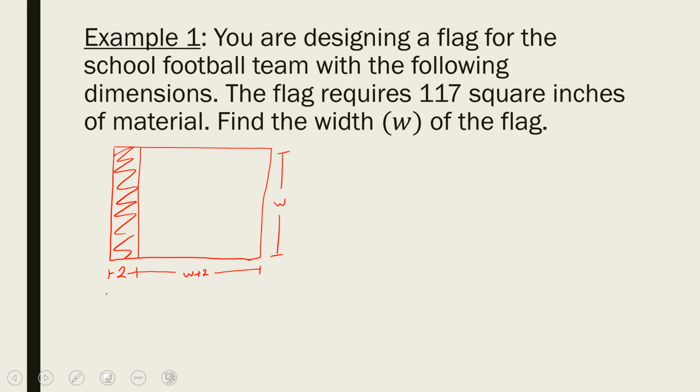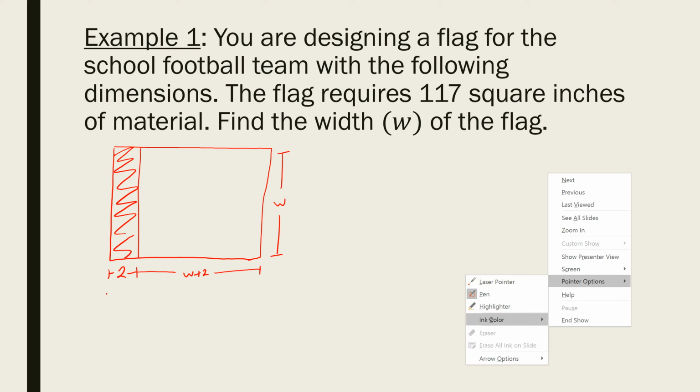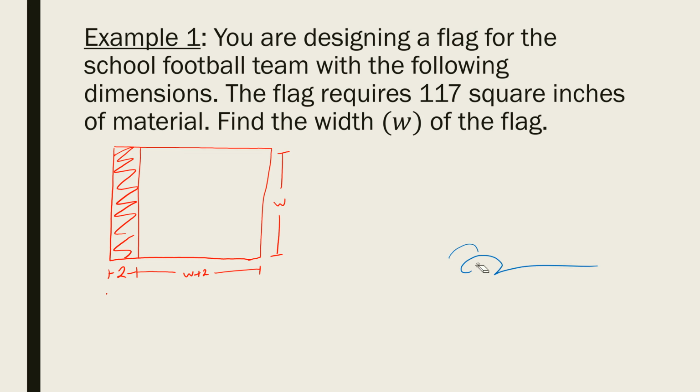So let's take a look at the first real-world problem, and I'll switch to perhaps a more palatable color. Maybe we'll try blue today. Okay, that looks lovely. So you're designing a flag. Here's the flag. And you're designing a flag for your school football team with the following dimensions. The flag requires 117 square inches of material. Find W. Okay, so first of all, we have this flag.